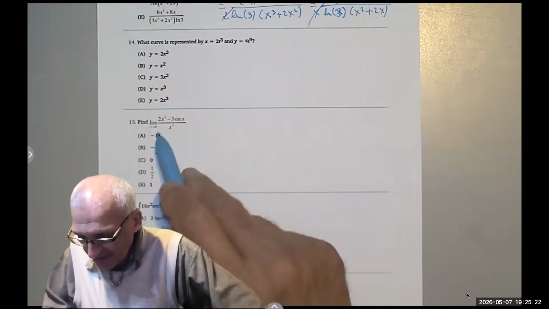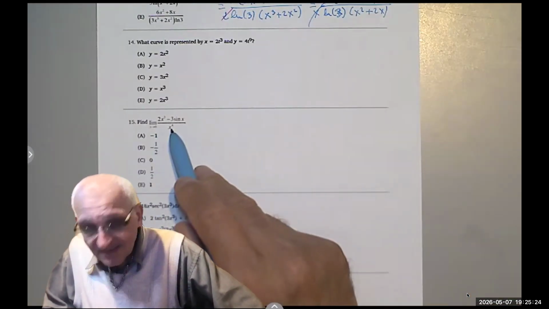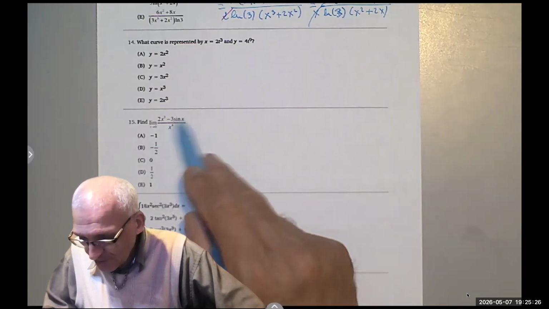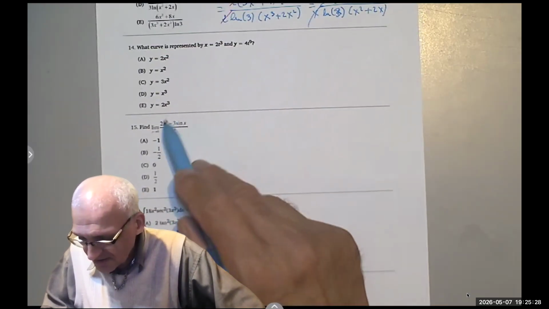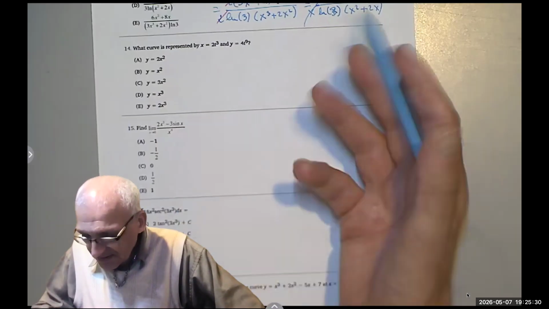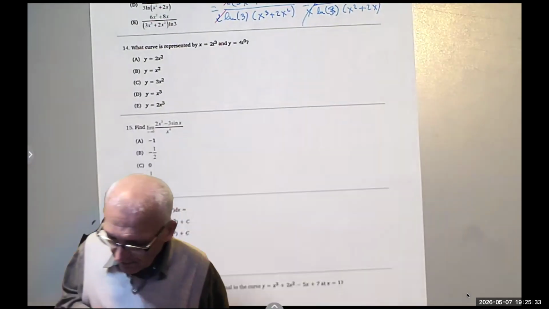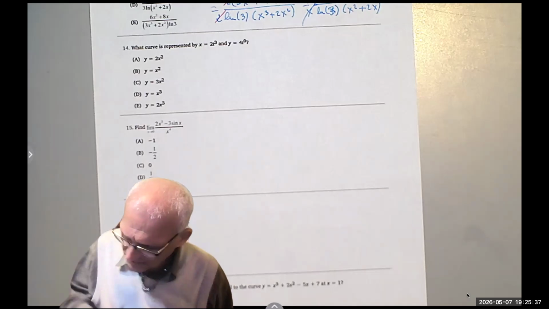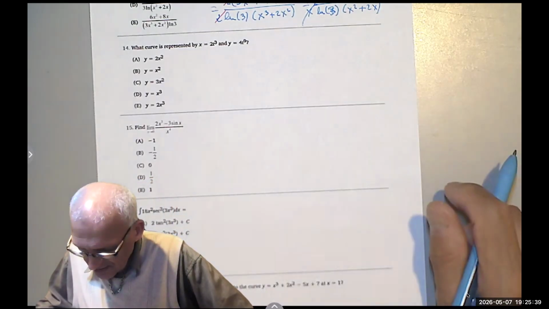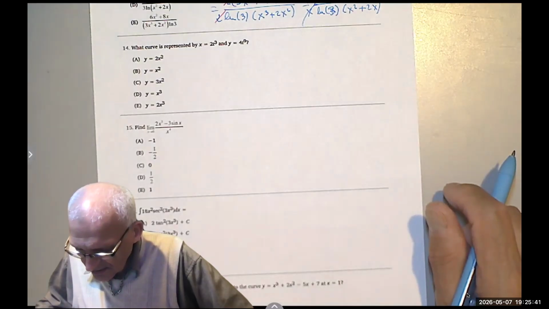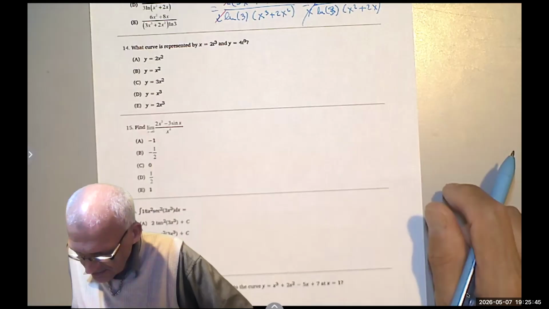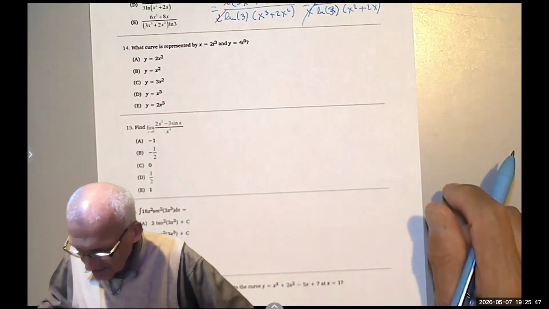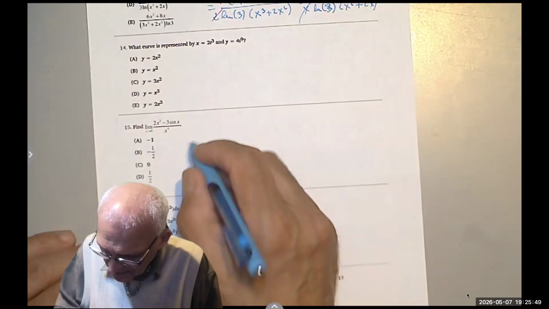Number 15, just by looking, the denominator has higher power than the numerator. So if you substitute 0, you get 0 over 0, but you can divide top and bottom by x to the 4, and that would be infinity. It's none of these answers. What on earth is that? This is a wrong problem.